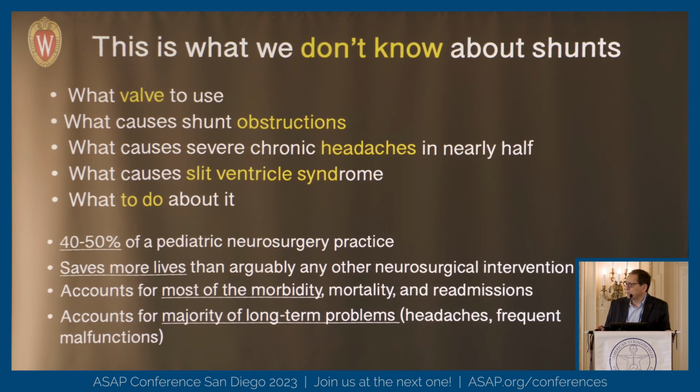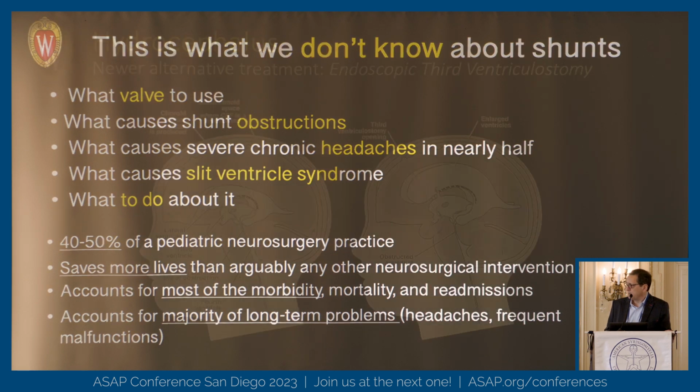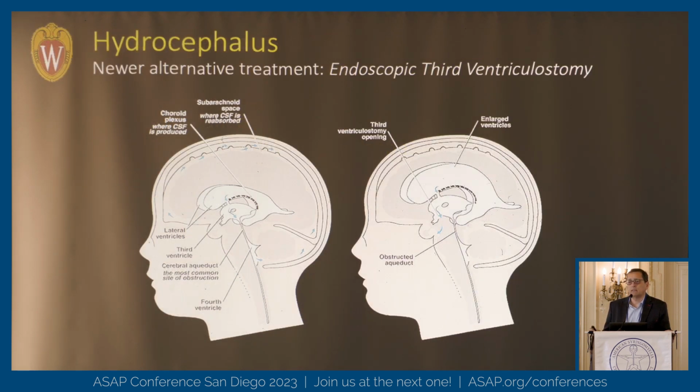So the good news is that alternatives have come about 30 years ago. Instead of doing shunts, people who've come in with obstructive hydrocephalus from obstructions in the ventricular system, are now treated with endoscopy.